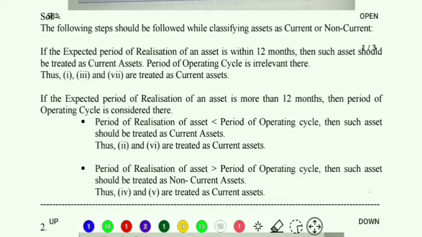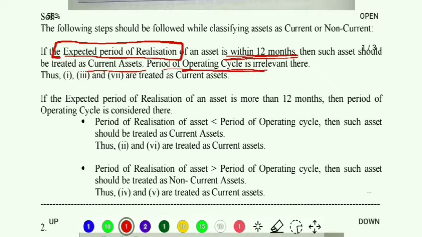First one: if the expected period of realization of an asset is within 12 months, then such assets should be treated as current assets. So directly we will have an approach. The moment we see that the expected period of realization of an asset is either 12 or less than 12, then directly we can classify it as a current asset. We are not going to consider the period of operating cycle over here. So let's check following this criteria only.